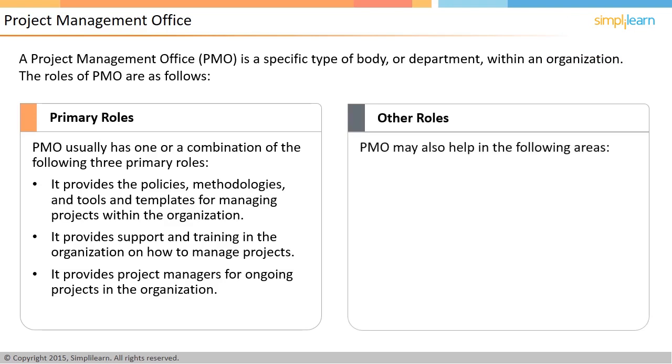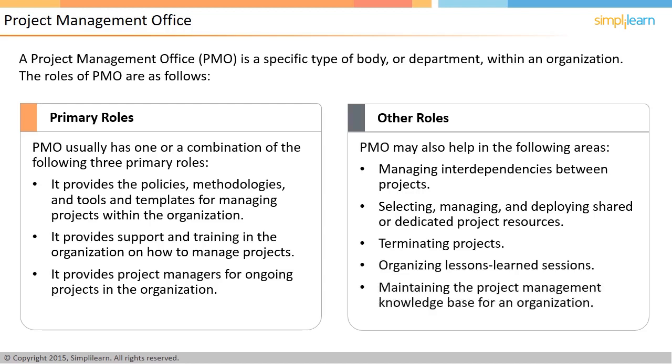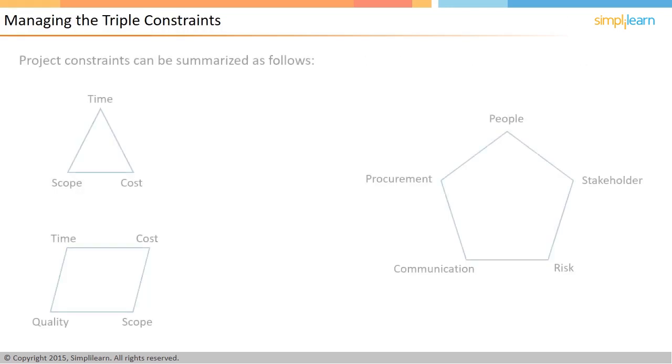PMO may also help in managing interdependencies between the projects, selecting, managing, and deploying shared or dedicated project resources, if need be, terminating a project, and organizing lessons learnt sessions and maintaining the project management knowledge base for an organization. In the next screen, we will discuss how to manage the triple constraints.